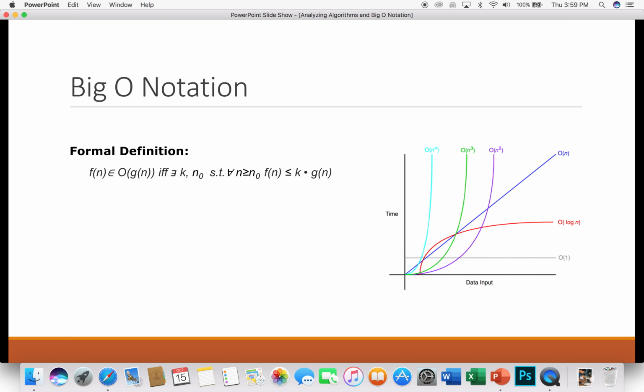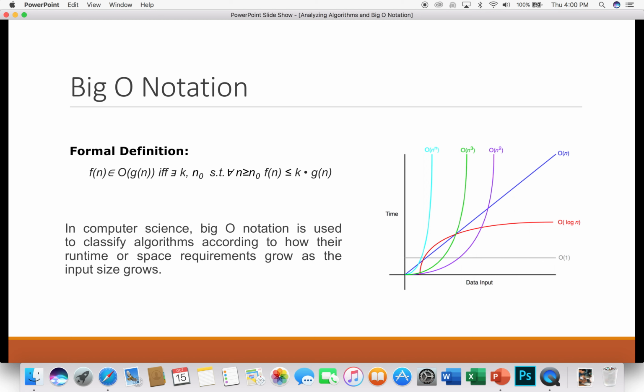Okay? We have the following formal definition. f of n is in the O of g of n if and only if there exists a positive constant c and a positive integer n0 such that for all the values of n greater than or equal to n0, f of n is less than or equal to the constant multiplied by g of n. Anong ibig sabihin nun? Basically, pag sinabing Big O notation, it is used to classify algorithms according to how their runtime or space requirements grow as yung mga input natin is growing.